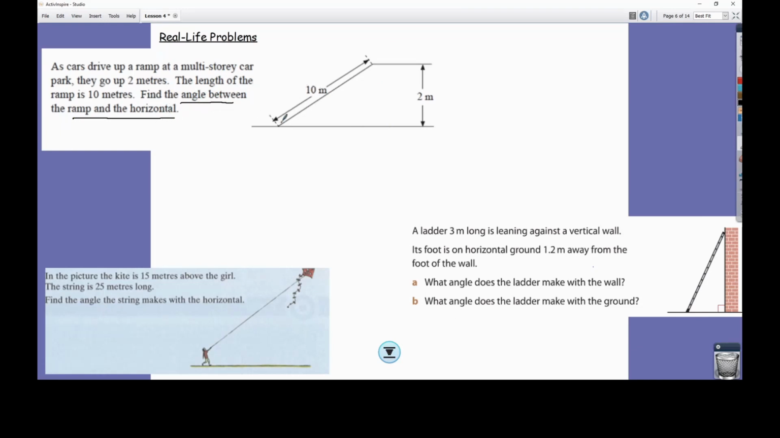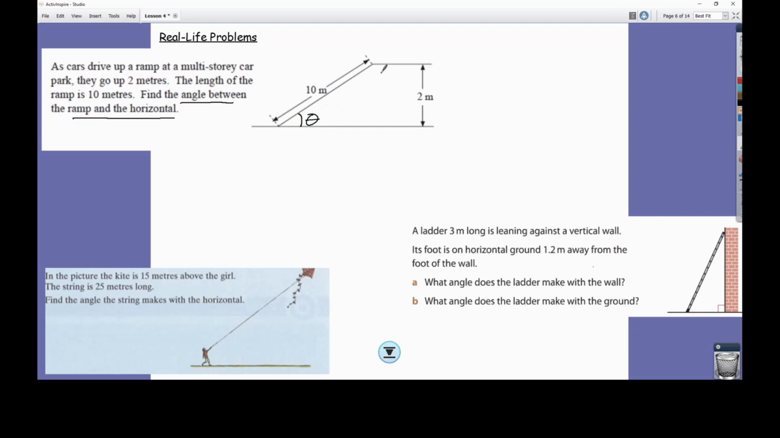But if you imagine this is the ramp, then the horizontal is your x distance. It's the flat x distance here. So the angle between the ramp and the horizontal has got to be this angle here, which I'm going to give a name, because in maths we like to characterize things. I'm going to call that theta.